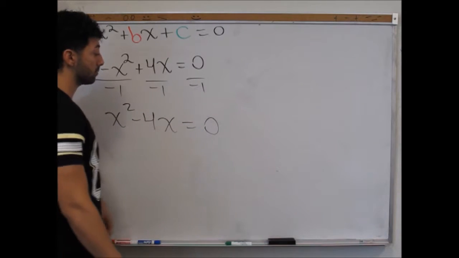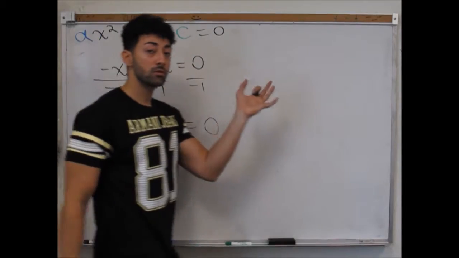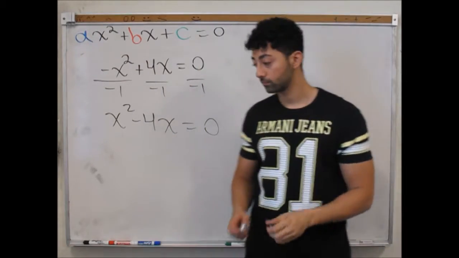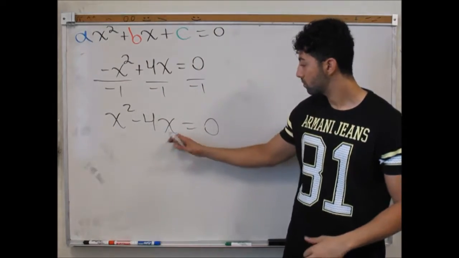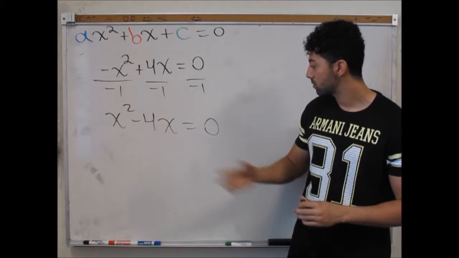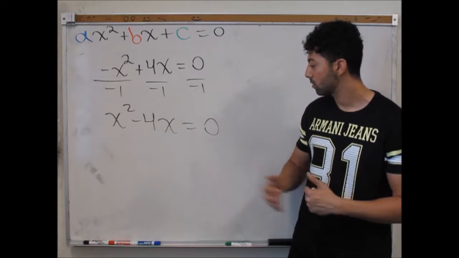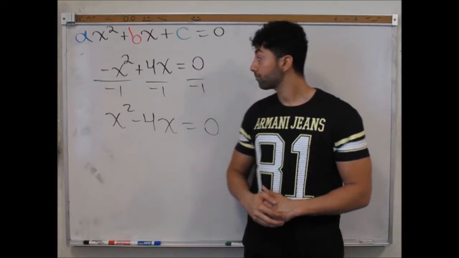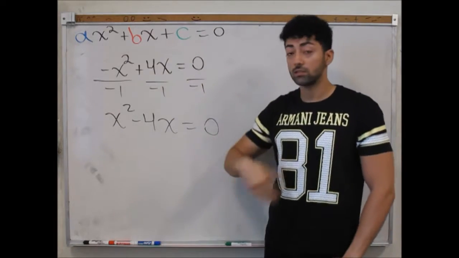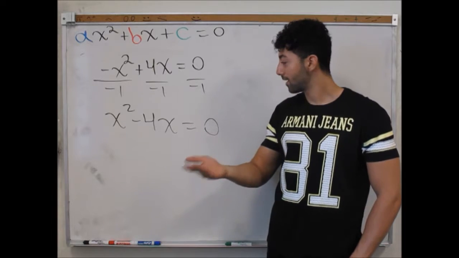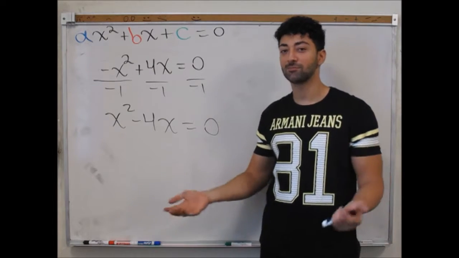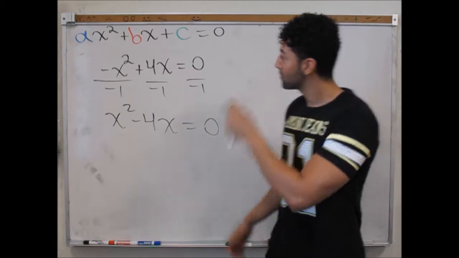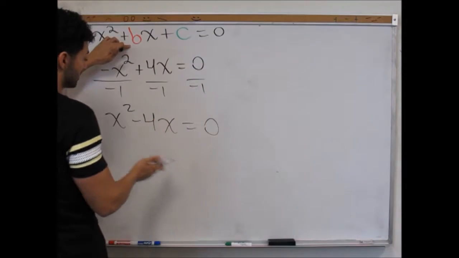Our second step was to get the numbers and variables on one side. So here, that's already done for us. The 0 is a number, it's already on that side. So now we're going to move on to the third step. Take b, divide it by 2, square it, and add it onto both sides. It sounds like a broken record. So our b is -4.